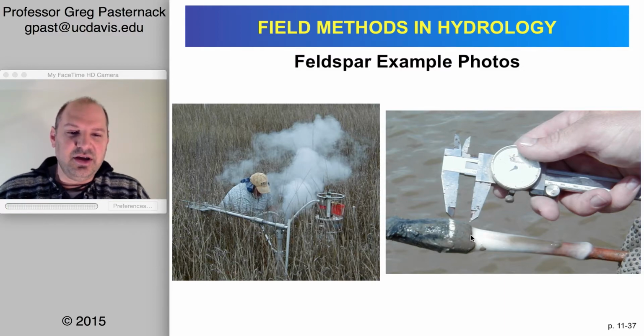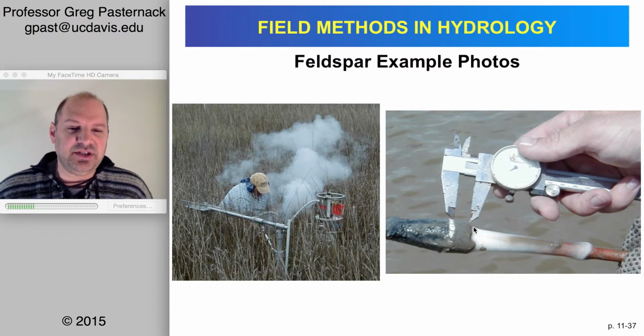You're making a little dirtsicle here by freezing the sediment, and then it's like dirt on a stick. You can see they just put the stick in the ground. They froze around it, and then here's the frozen water. Here's the frozen sediment, and there's the Feldspar. And they can just use a caliper to measure how much deposition was there.